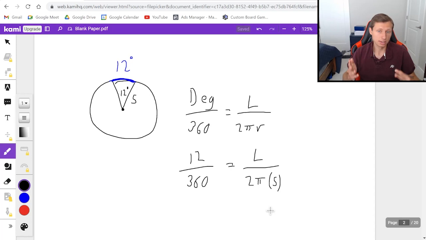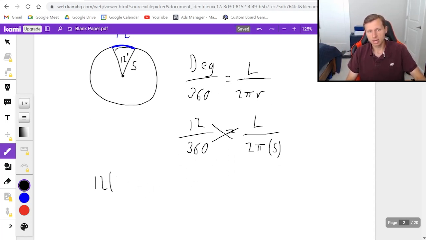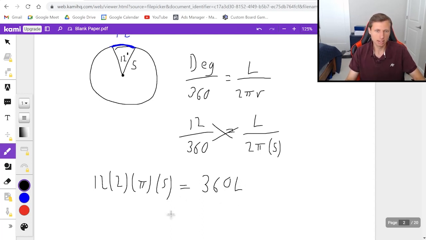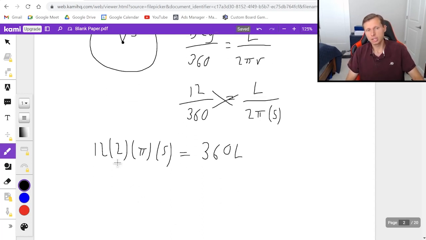And now if I want to solve for L, it's the only thing left. I just have to cross multiply. So on the left, I have 12 times 2 times pi times 5, which I'll plug in a calculator. And then on the right, I have 360 L. And now I can just use algebra to solve. So for this one on the left side, I'm not going to plug in 3.14 for pi. I'm going to leave it as pi. And so in other words, I'm only doing 12 times 2 times 5 in my calculator, which is going to get me 120 pi. In other words, just keep the pi at the end. You don't have to multiply by 3.14. This is perfectly fine. And then on the right, I have 360 L.